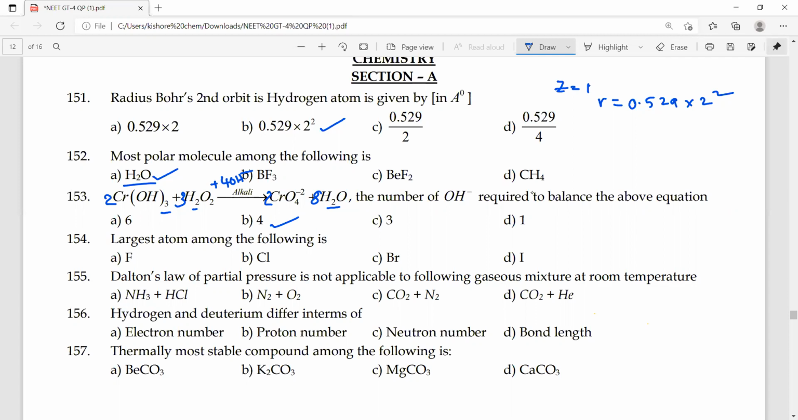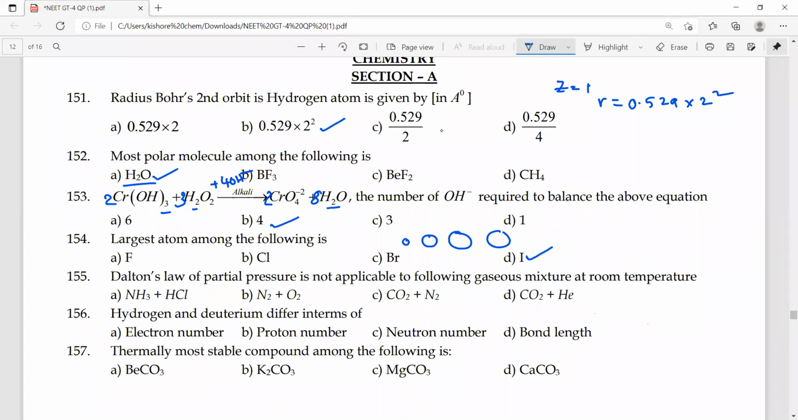Largest atom among the following: fluorine, chlorine, bromine, iodine. In every group, from top to bottom, atomic size increases. Therefore, the answer is iodine.